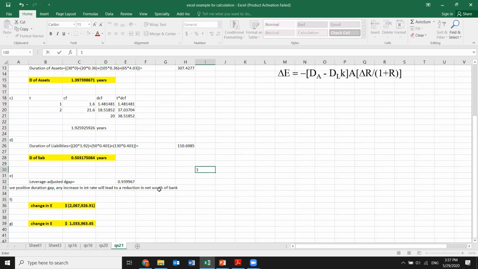So zero is equal to duration of assets minus duration of liabilities times k. So duration of assets is equal to duration of liabilities times k. Now we can find how much your duration of assets should be so that it will be equal to duration of liabilities times k.